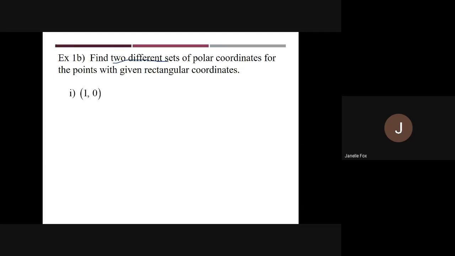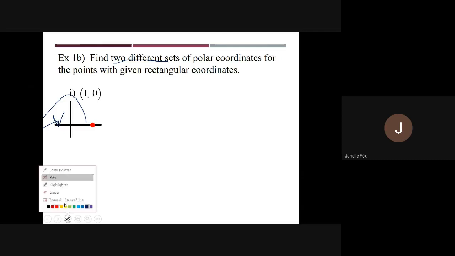So this first one is 1, 0. Now this is in rectangular coordinates, okay? So at 1, 0, what can we talk about? Well, it can have an angle of 0. It can have an angle of 2 pi. We could even have an angle of pi. We're going all the way to here. Going all the way to there if we walked backwards 1.